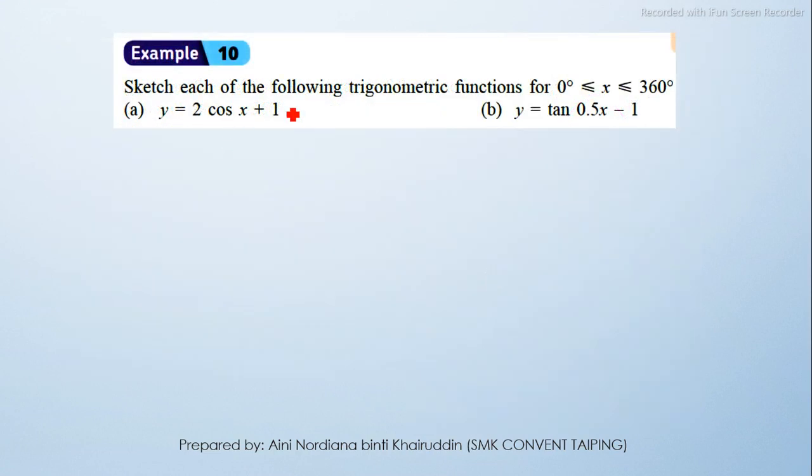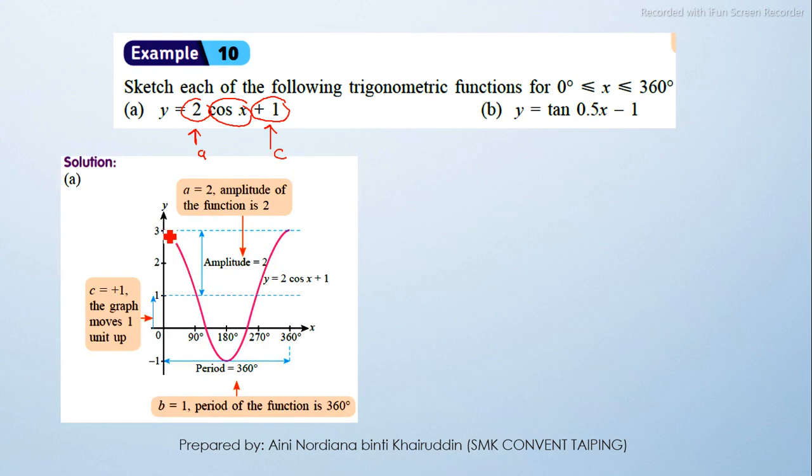Have a look at example 10. Sketch each of the following trigonometric functions for x greater than 0, less than 360. So this is for cos x. The amplitude is 2 and the graph will shift 1 unit upward from the x-axis. So this is actually the value of C.